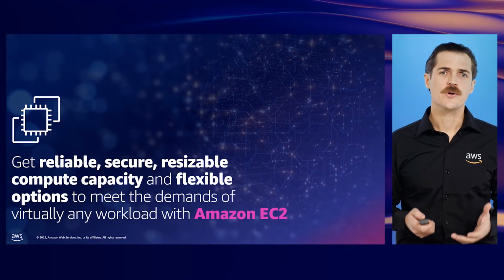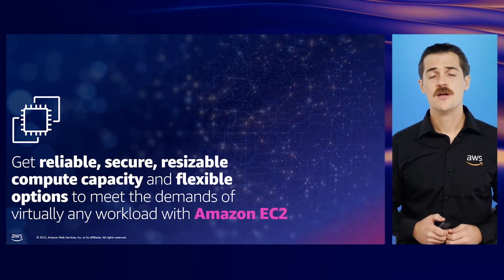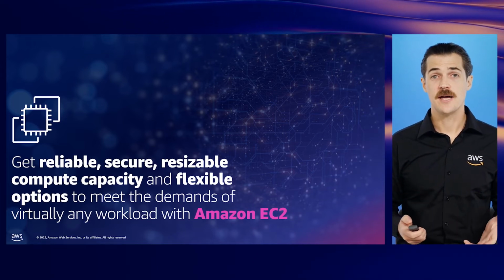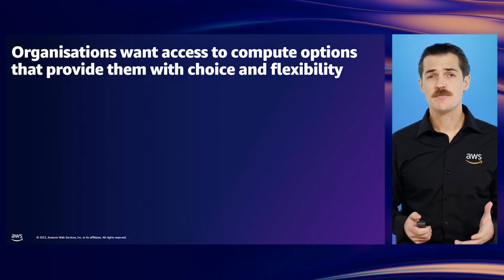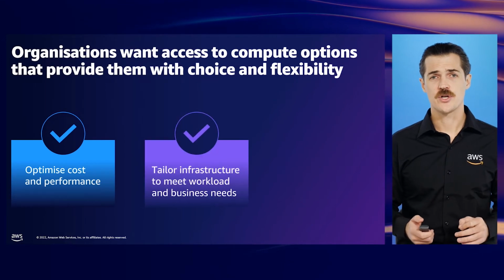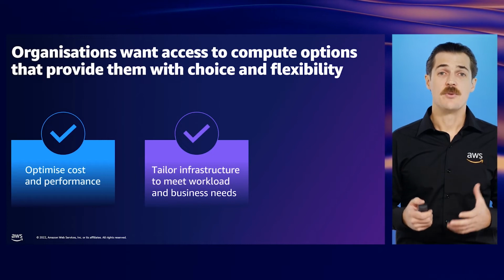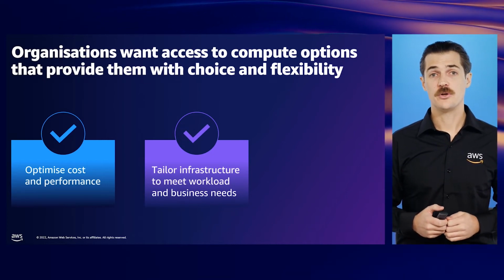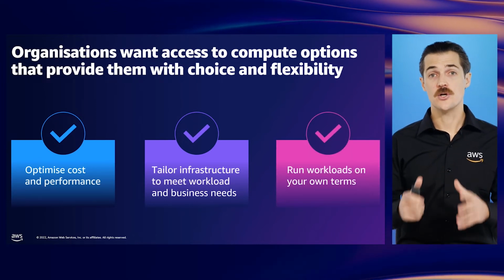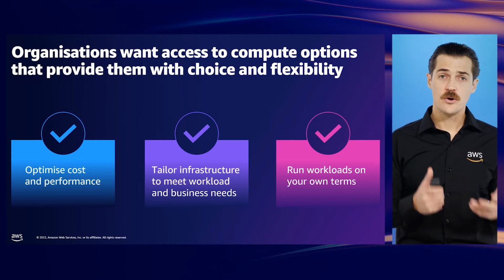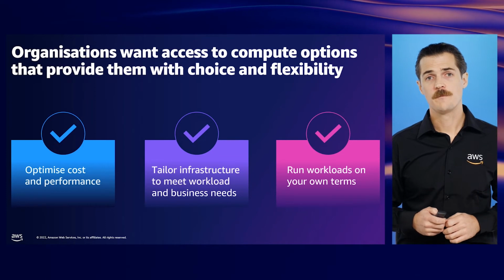With Amazon EC2, customers have access to reliable, secure, resizable compute capacity with flexible consumption options to meet the demands of virtually any workload. Organizations today want to optimize performance and cost and tailor infrastructure to meet their workload and business needs. To do so, they need access to both the broadest and deepest portfolio of compute options that gives them the choice and flexibility to run their workloads on their terms, with a range of choices for processors, purchase and consumption options, and where to run the workload.